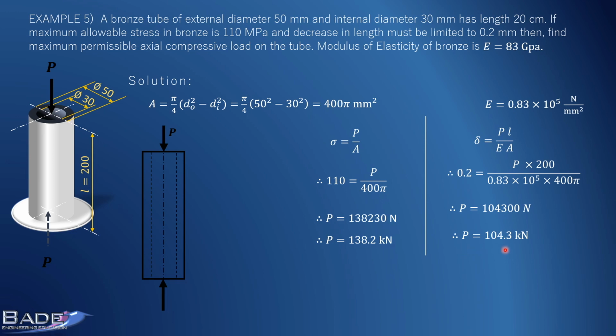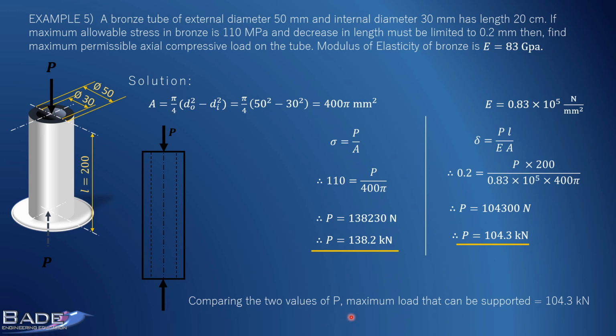So remember, as I told you in the last problem, when you use two different conditions to find the safe load in the system, smaller of the two answers is the correct answer. That is permissible safe load. So when you select safe load, you must select smaller value. Remember this. So write the answer properly. Comparing the two values of loads, maximum load that can be supported is 104.3 kilonewton. So we have answered the question. Find maximum permissible axial compressive load on the tube. It is 104.3 kilonewton.